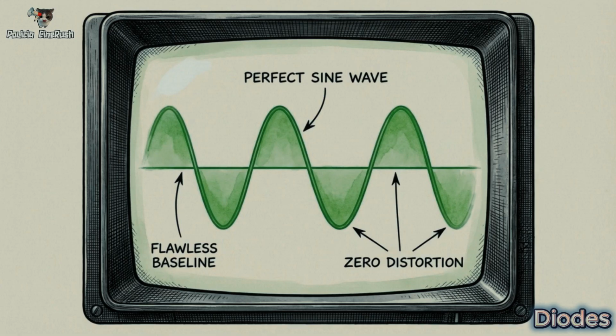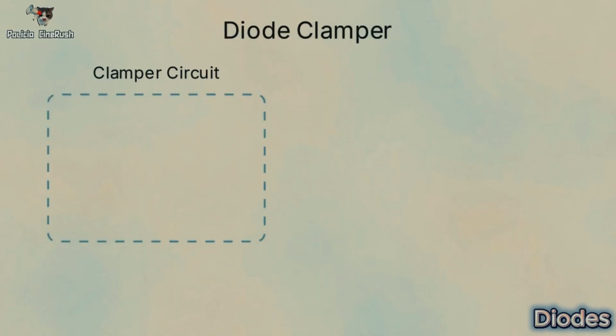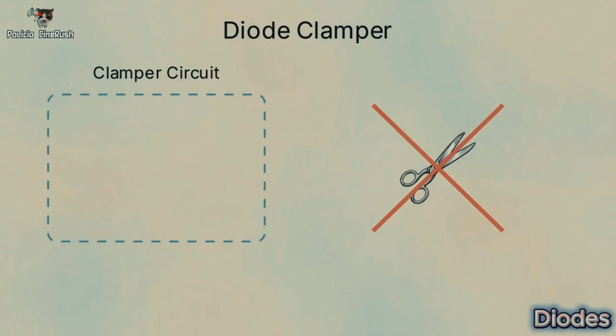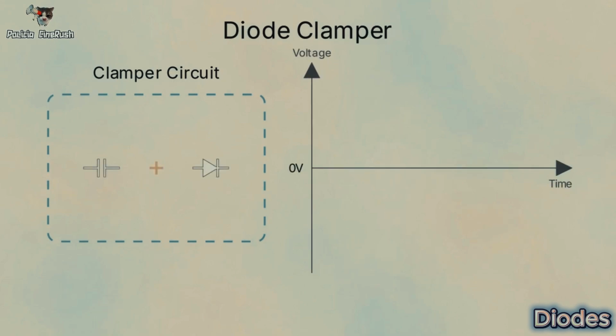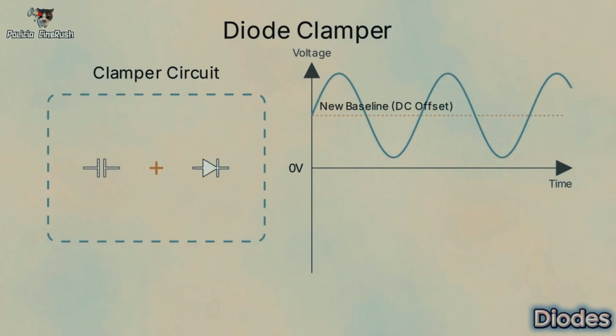Alternatively, sometimes the physical shape of your signal is perfectly fine, but its baseline voltage level is entirely wrong for the next component in the sequence. For that, we use a diode clamper. Instead of scissors, a clamper acts like an elevator. By pairing a diode with a capacitor, the circuit physically shifts the entire waveform up or down the voltage scale, securing it to a brand new baseline without altering its original shape at all.